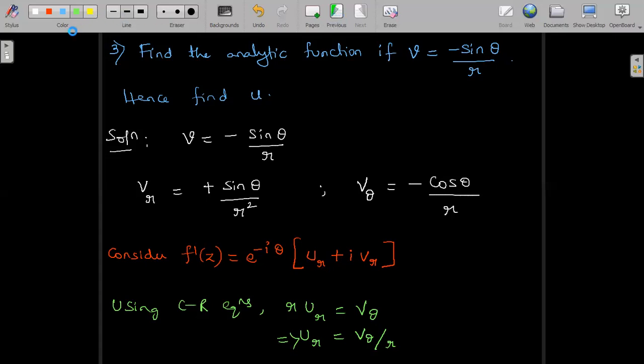So let us do that. So we can rewrite the f dash of z expression now. So therefore f dash of z is equal to e power minus i theta into 1 by r v theta plus i into vr.